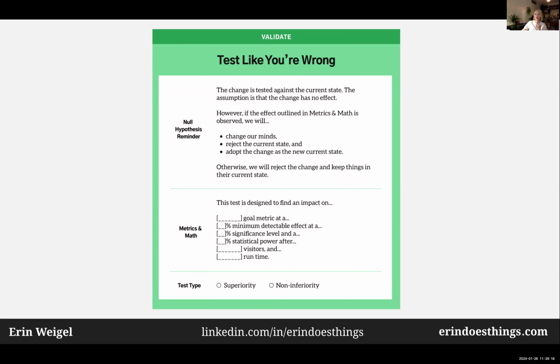So this particular template reminds you and has you figure out what are your metrics and your math that you need to do before you actually run your experiment. That's a very important part of data hygiene, again, to make sure that your experiment doesn't end up with garbage data.